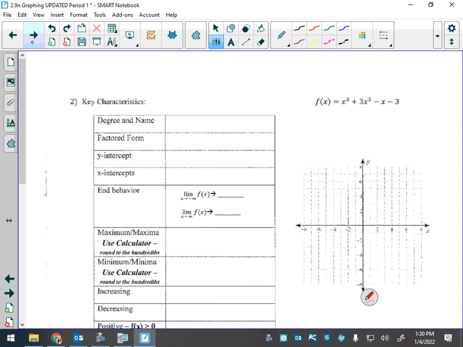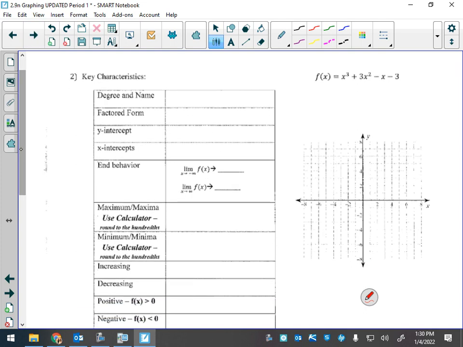However, now we have a different graph. But again, I want you to do degree and name, factored form, y-intercept, x-intercepts, and behavior. Because there's a little more of max and mins, we're going to do that together. So degree, name, factored form, y-intercept, x-intercept, and behavior. Go ahead.